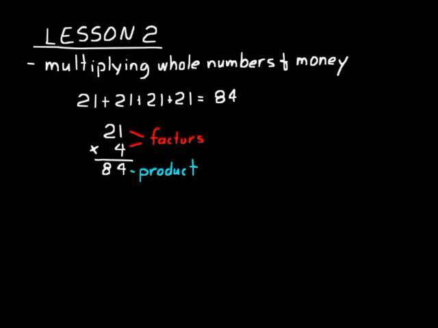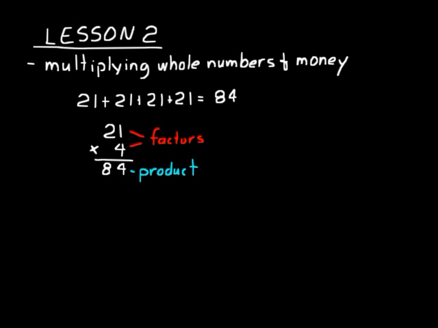Now in multiplication, the numbers that you multiply together are called factors, and the result of the multiplication is called the product. Remember in Lesson 1 we learned that the result of addition is called the sum, the result of subtraction is called the difference. The result of multiplication is called the product.